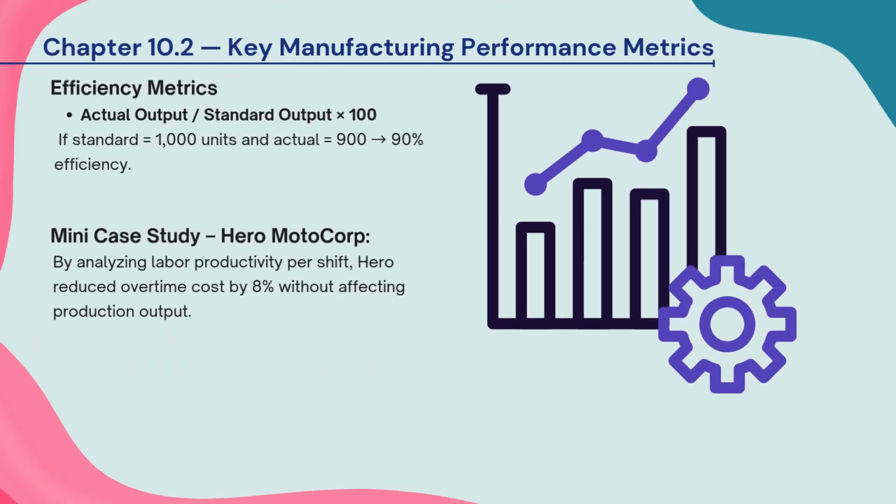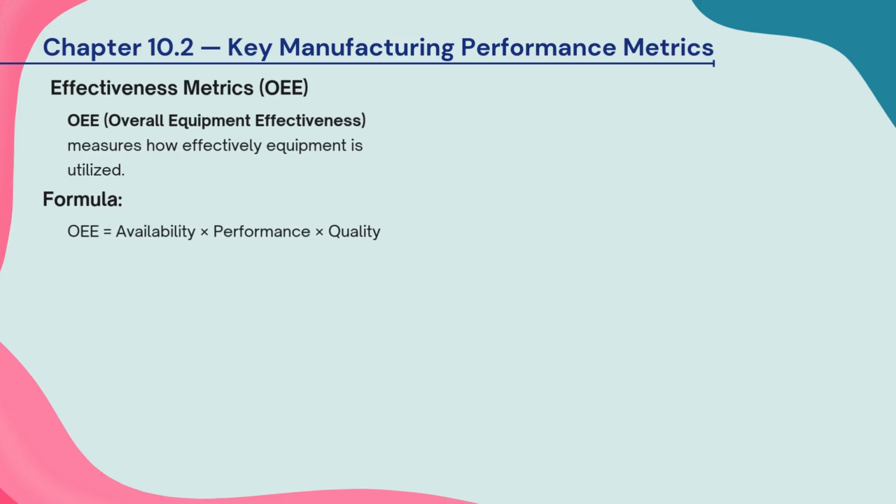This slide explains efficiency metrics in manufacturing. Efficiency is calculated as actual output divided by standard output multiplied by 100. For example, producing 900 units against a standard of 1,000 means 90% efficiency. The Hero MotoCorp case shows how analyzing labor productivity per shift helped them cut overtime costs by 8% without reducing output.